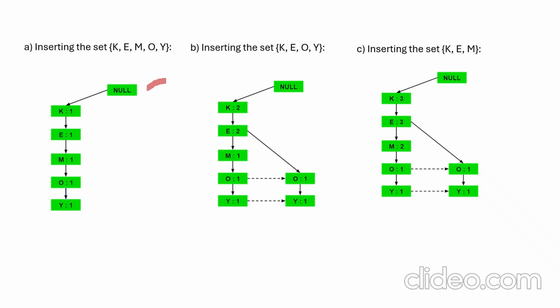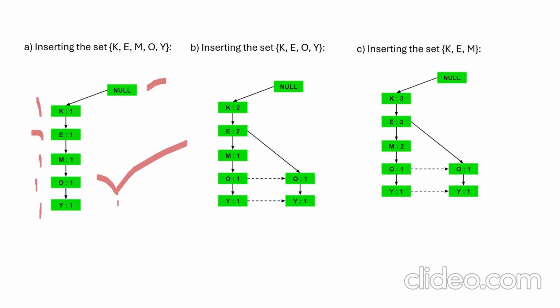Now we have K, which is 1, and after K it is forward extending to E, which had occurred once, and then from E it is extending to M, which has 1, and from M it is extending to O, which had occurred 1 time, and from O the Y has extended, which had occurred 1 time. So for the first transaction, this is the tree that we have drawn.